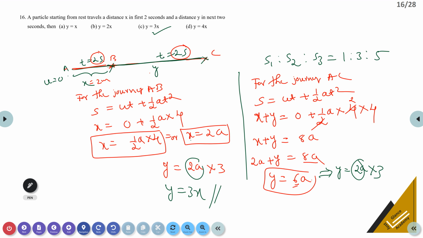Even such detailed calculations are not required. Apply the logic. I told you the shortcut method. That is, for successive equal time intervals, the distances are always in the ratio 1, 3, 5, 7, like that. The third is 3 times the previous one. It is like that. Next.